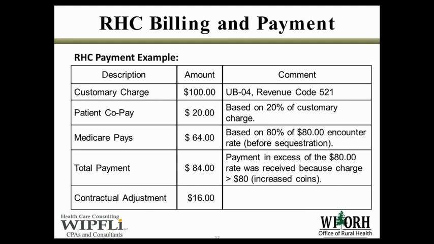Medicare, prior to sequestration anyway, will pay 80% of the encounter rate. So in this example, if our encounter rate was set at $80, which would be customary for most independent RHCs, Medicare would pay 80% of that $80 rate, or $64. So in this case, the total payment for that particular visit would be the combination of the patient coinsurance of $20 and the Medicare payment of 80% of the encounter rate, or the $64, for a total of $84 in this example. The difference between the charge and the total encounter, that difference of $16, is considered a contractual adjustment and would be written off or adjusted off of that patient account.